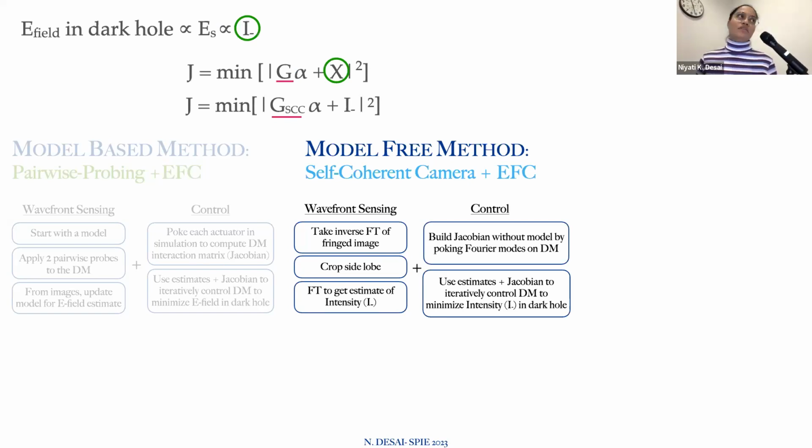Now you don't have a nice model of the system, so you have to build your Jacobian by hand. So now you need to poke your DM in your actual experimental setup, take the fringed image, figure out what that intensity is, poke the DM again, take another image. It takes a lot more images to build the Jacobian by hand. You have to do every single step. And then once you've built it, now you can minimize that light that's left over the exact same way.